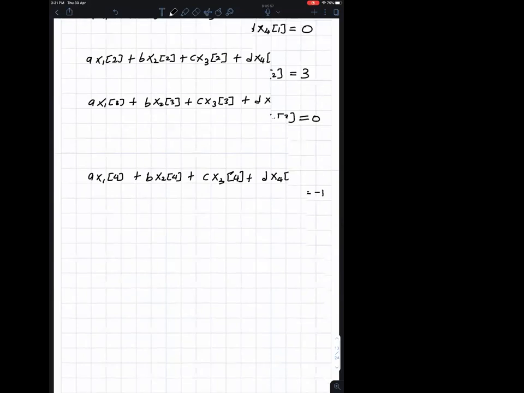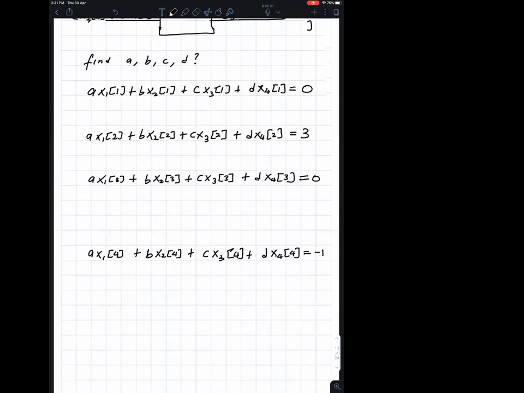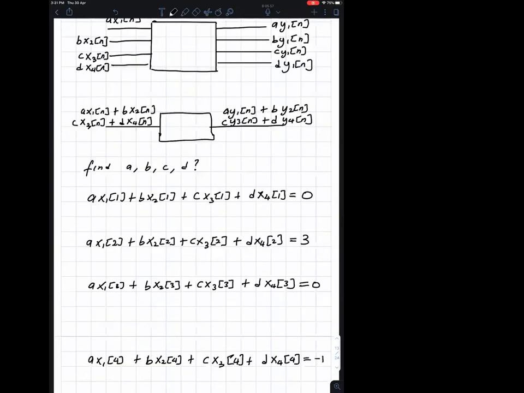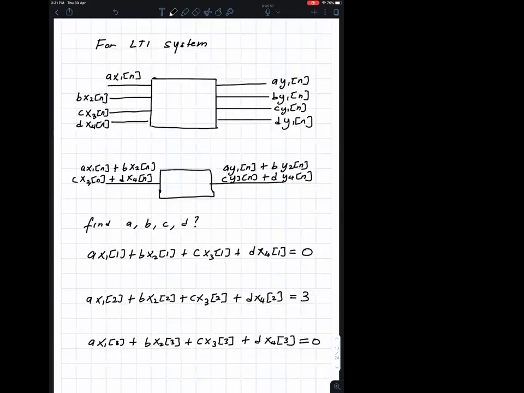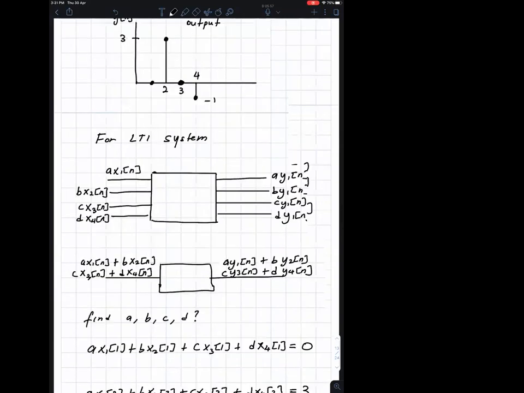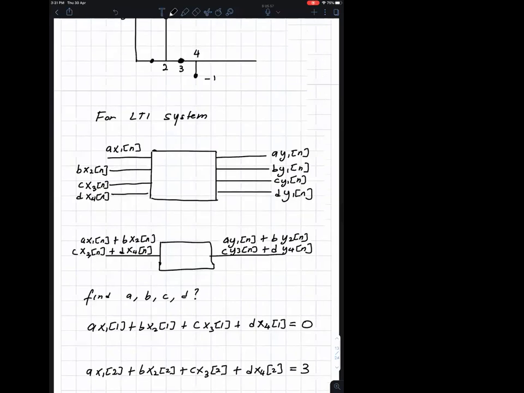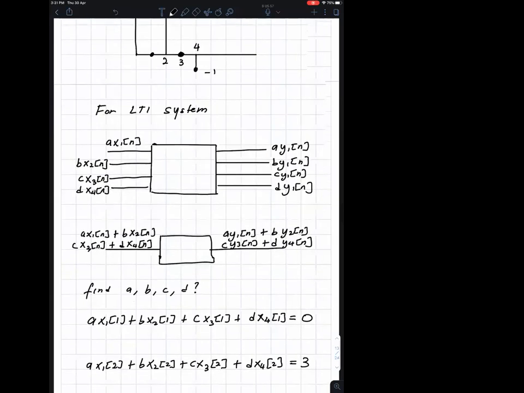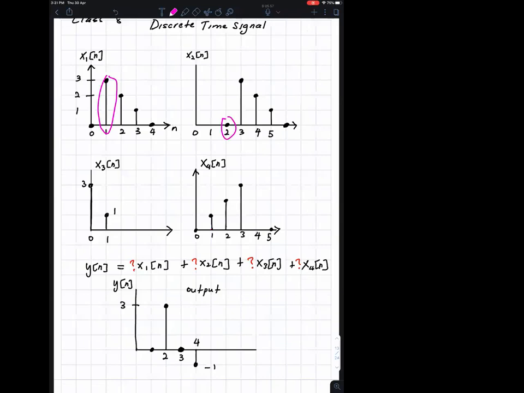Okay, now we need to plug in numbers. So we go and look here. Like if you look at x1, just to show you one of them, in x1 the amplitude is 3, and the amplitude here is 0. The amplitude here is 0. The amplitude here is 1. The amplitude here is also 1. So you need to plug in these values for the x[n]s.